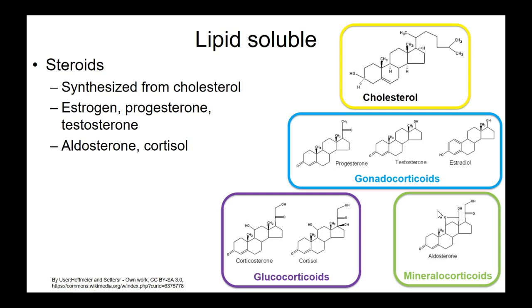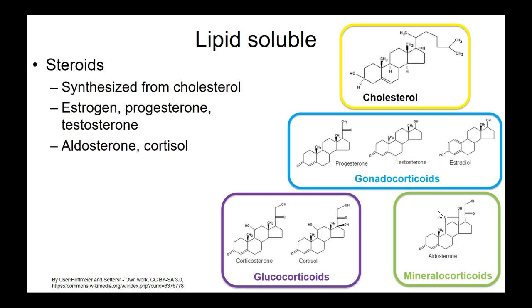You're not going to need to be able to draw cholesterol or any of these hormones. The reason I'm showing you the chemical structure is that similar chemical structures have similar chemical characteristics. So here you can see how closely all of these steroid hormones resemble cholesterol, from which they were derived. So here we have gonadotropins, or sex steroids.